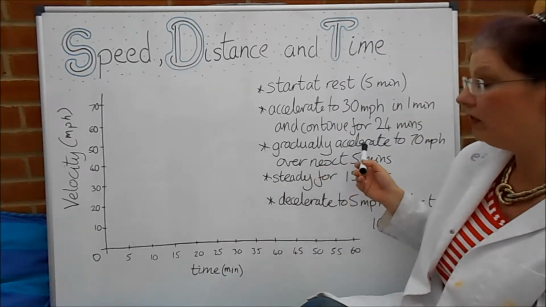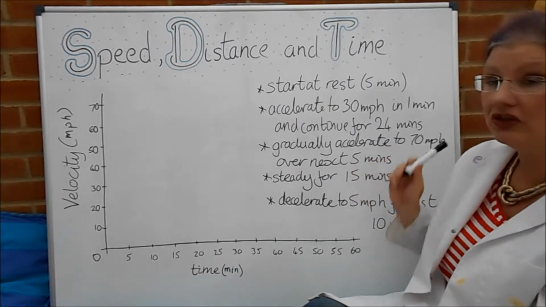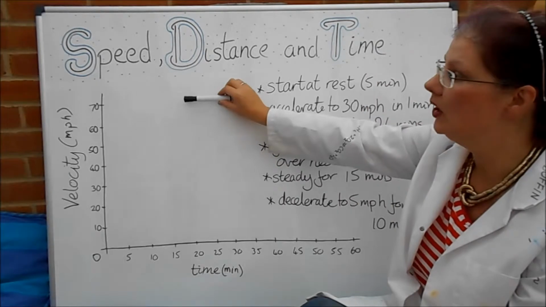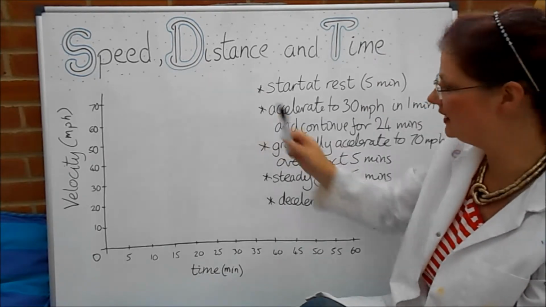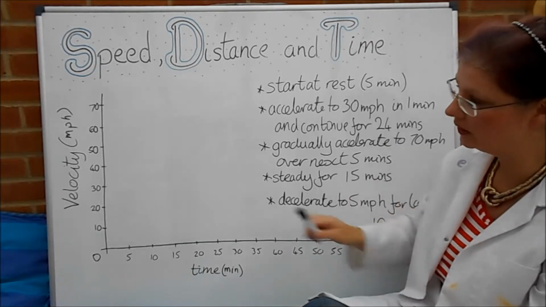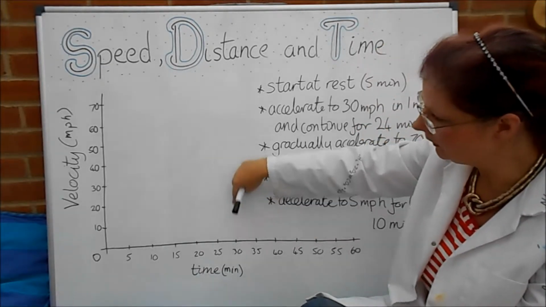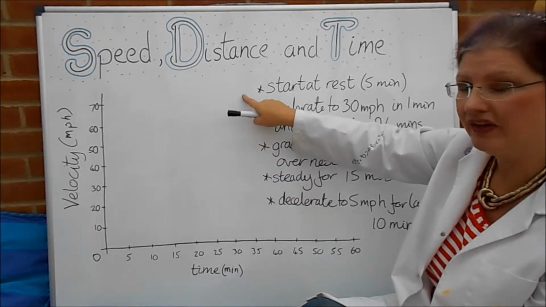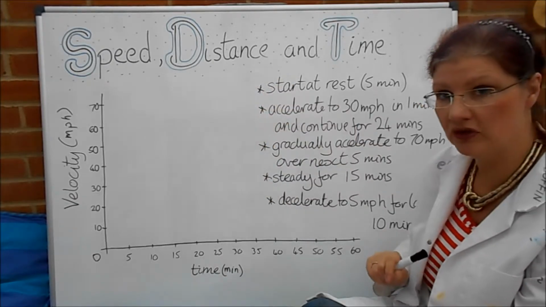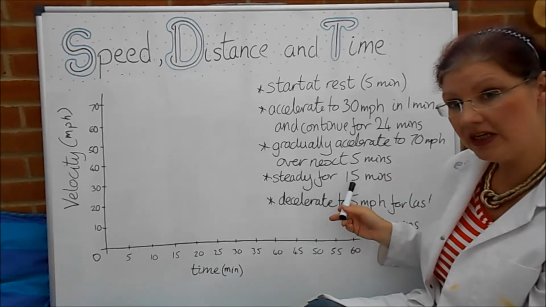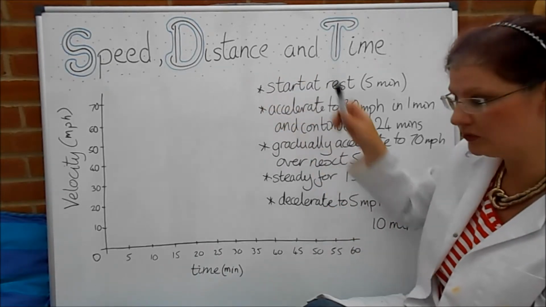From that, you gradually accelerate to 70 miles per hour. So going from a horizontal line at 30, we're going to go to a horizontal line at 70. And it will take you 5 minutes to do that change. So from 30 at 30 minutes, you'll be up to 70 5 minutes later. So that's a much more gradual acceleration. You're going to stay at a steady speed for 15 minutes, so it's a nice horizontal line there.